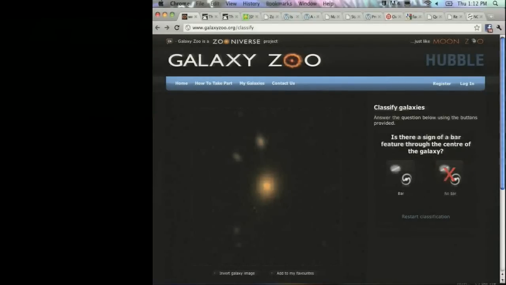Is there a sign of a bar feature through the center of the galaxy? Okay, that's interesting confirmation for me, actually. I was a bit unsure, but yeah, I reckon so too. It's not very strong, but it's just there. And do you think there's any sign of a spiral arm pattern or no spiral? Okay, lots of no's.